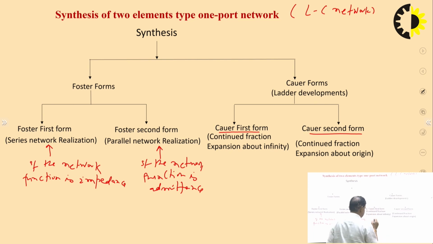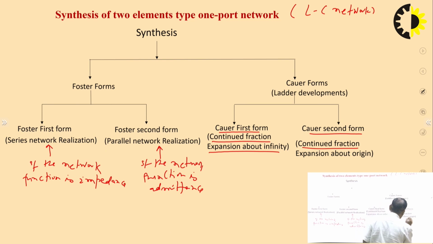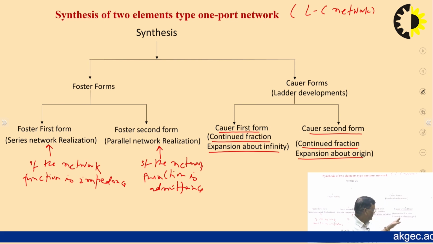So, in the Cauer first, we carry out the continued fraction expansion about pole at infinity. We carry out the long division. First, we arrange the numerator and denominator polynomials in descending order, and then divide the numerator polynomial by the denominator polynomial once we find the pole at infinity. In the Cauer second form, we carry out the continued fraction expansion about pole at origin. In this we also carry out the long division, and first we arrange the function in ascending order, and then we carry out the continued fraction expansion. We will see later on in detail.